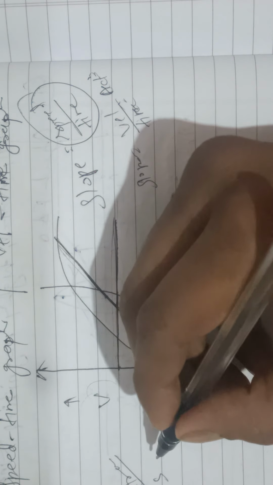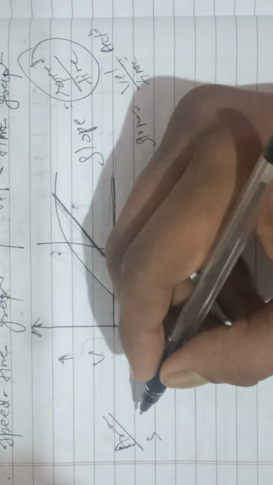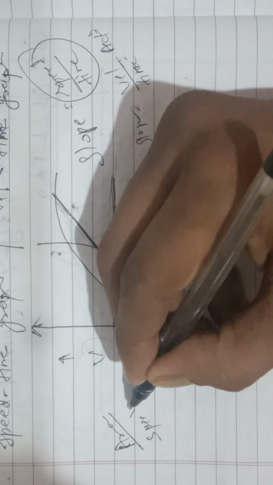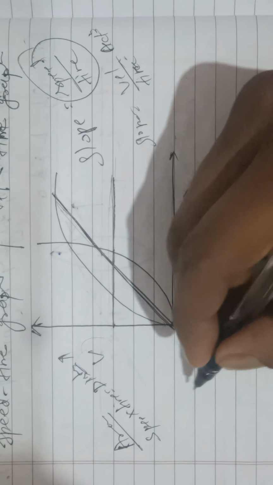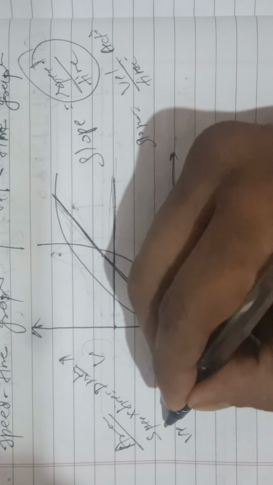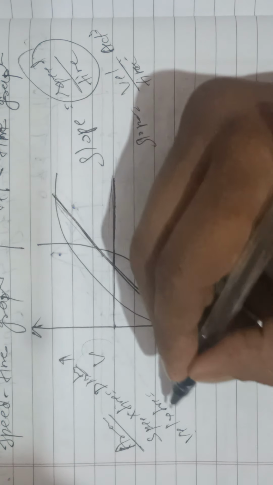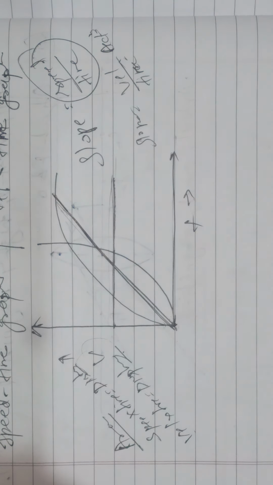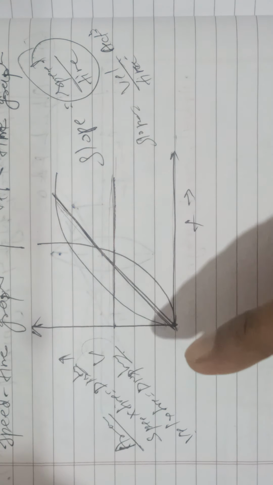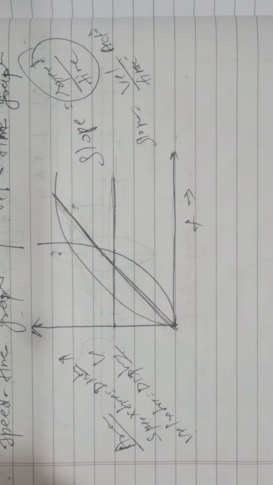Similarly, if you find the area of a speed-time graph, it will be speed into time, which is given as distance. And if you find the area of a velocity-time graph, it will be velocity into time, which will give us displacement. So this is the basic difference between a speed-time graph and a velocity-time graph, but the nature of the graph will be somewhat the same.